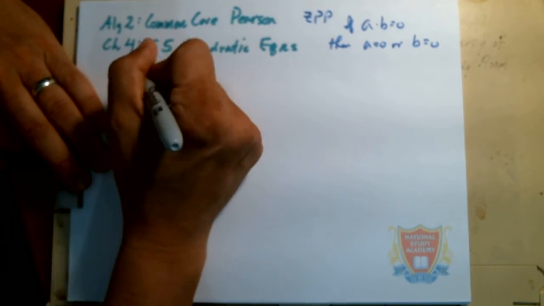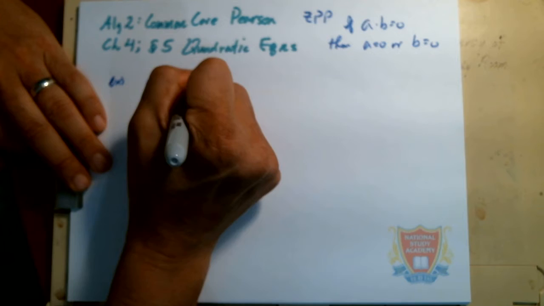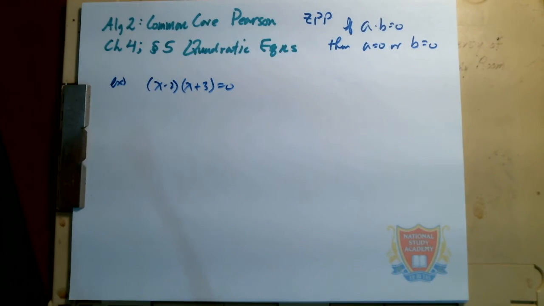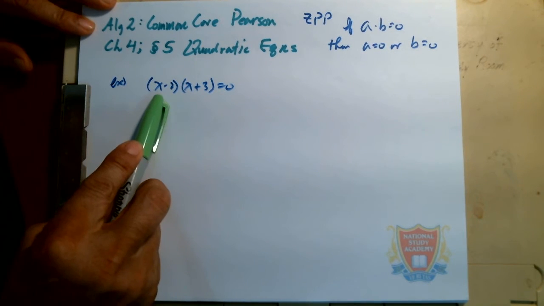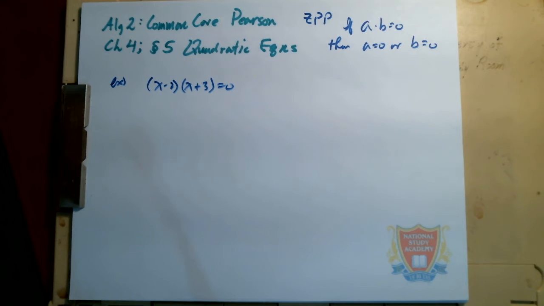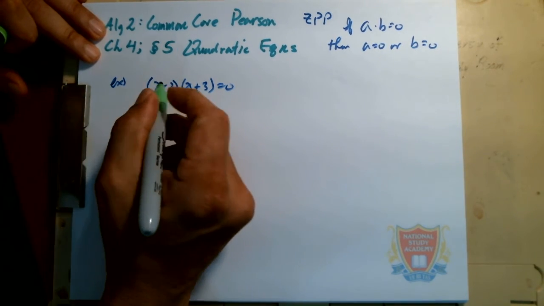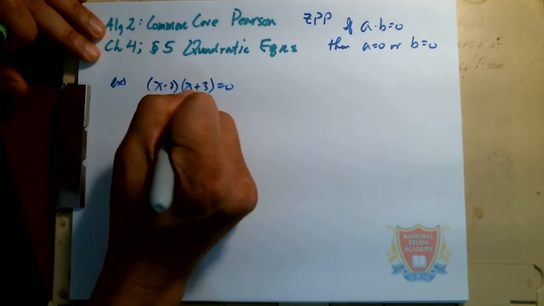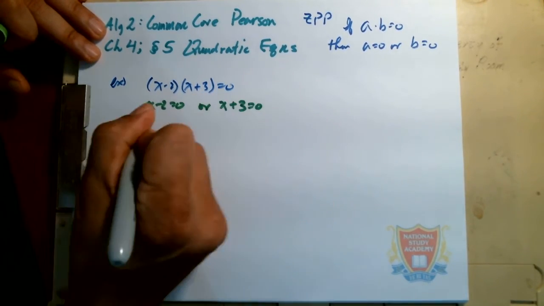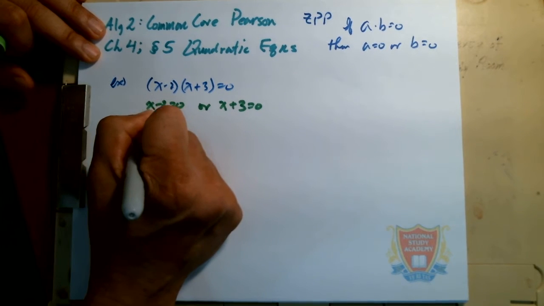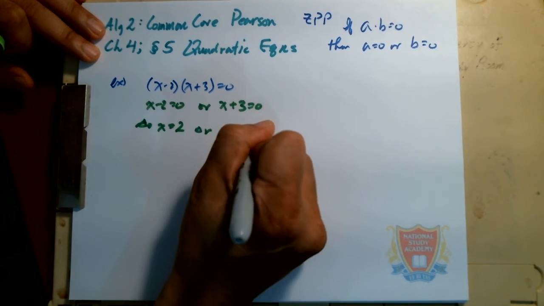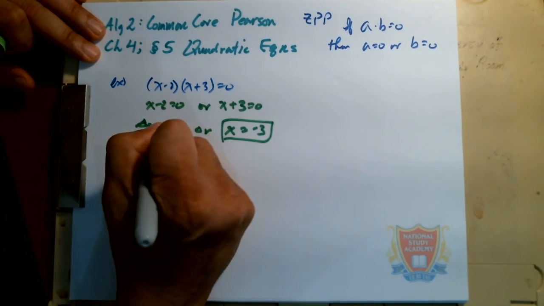First example: x minus 2 times x plus 3 is equal to 0. Since x minus 2 is being multiplied by x plus 3, we set the first factor, x minus 2, equal to 0, or we set x plus 3 equal to 0. Solving for x, x equals 2, or x equals negative 3. And that's your answer.